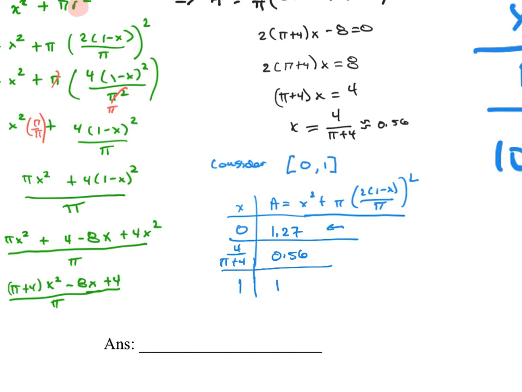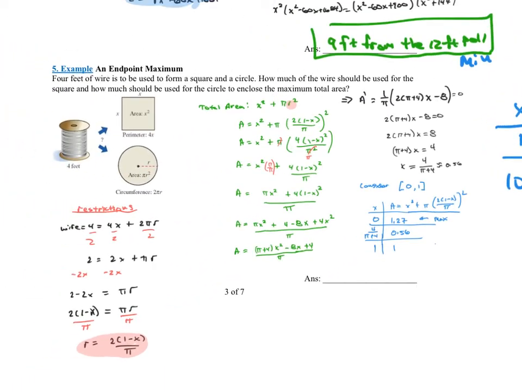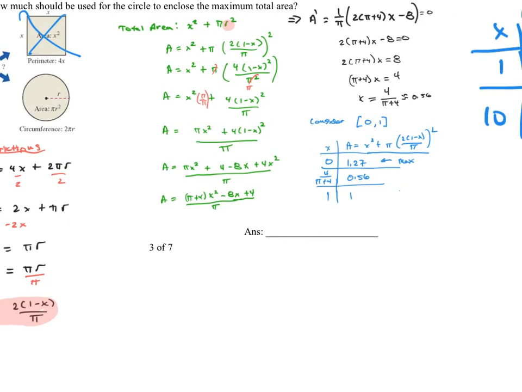And so using the absolute extrema on closed intervals theorem, what I'm deciding is that my maximum is when x equals 0. And let's reread the question. It says, how much of the wire should be used for the square and how much should be used for the circle to enclose the maximum area? Well, if x equals 0 and we come back and look, that means I don't want any x's. I don't want any squares. So if I want to maximize the area, all I do is use all 4 feet on the circle.